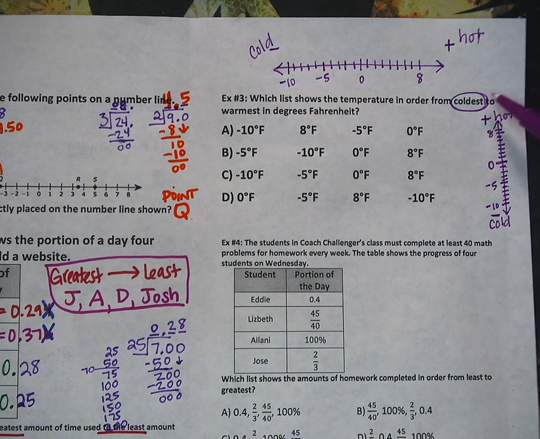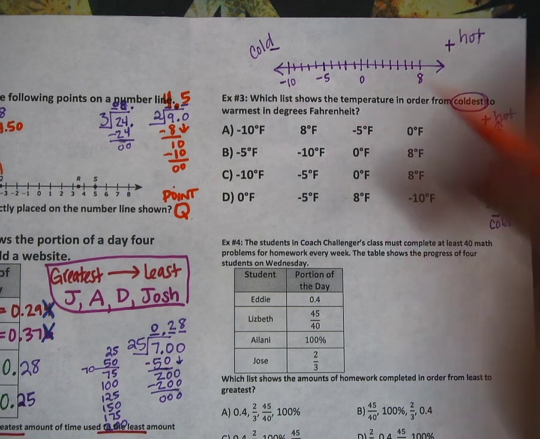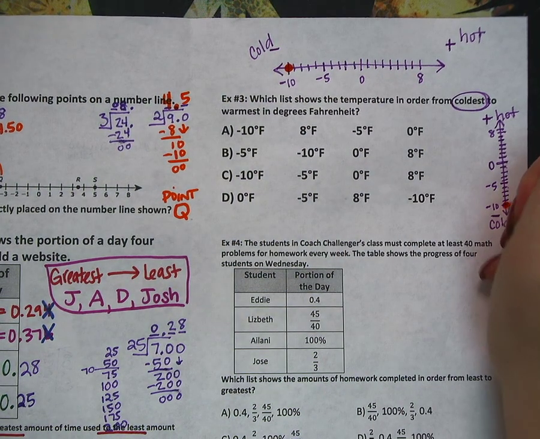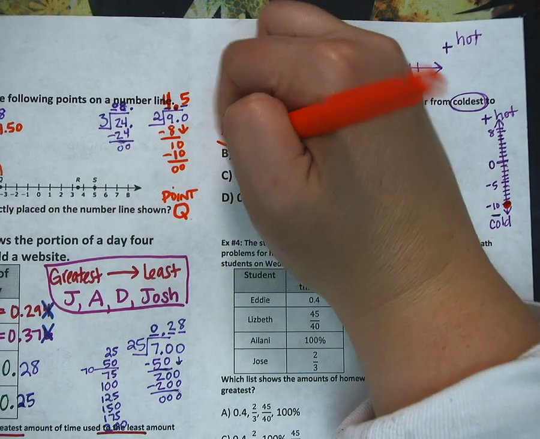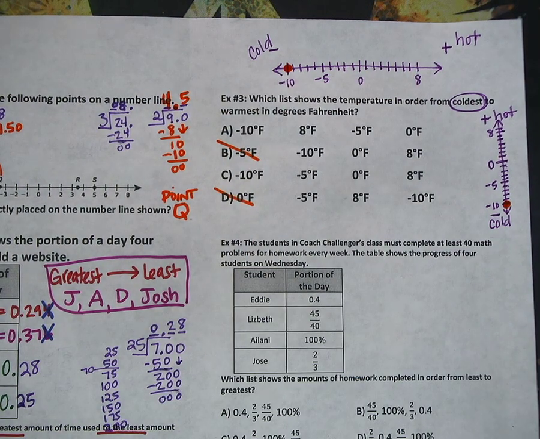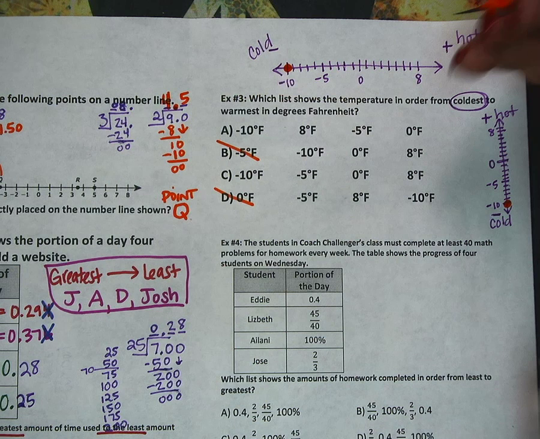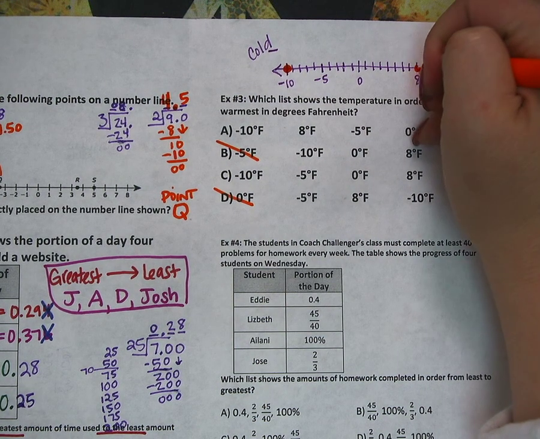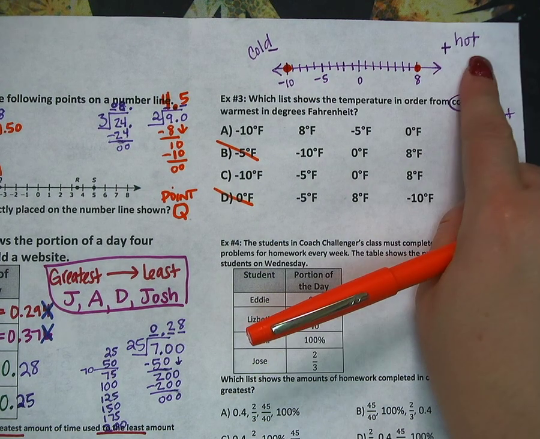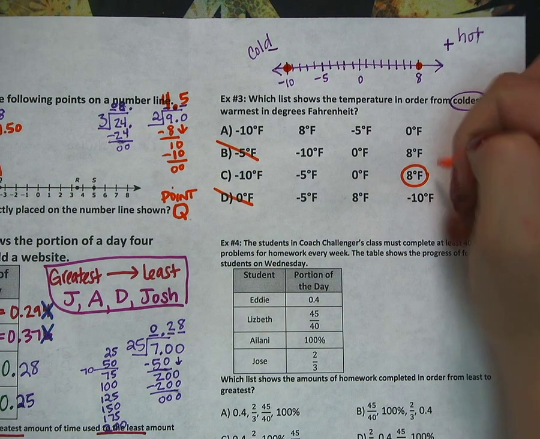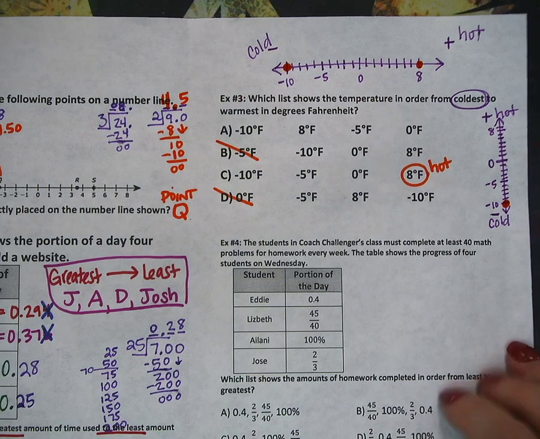All right. So which one is the coldest? Well, remember the one furthest away, the one to the left, is going to be our -10. So B and D are automatically out because they do not start with our -10. All right, well then we have 8. So am I going to skip all the way over here to +8? No, because that's going to be my warmest temperature. So it should be last because it's the hottest, right?